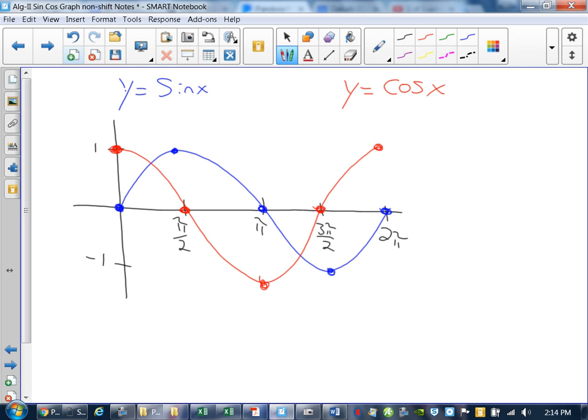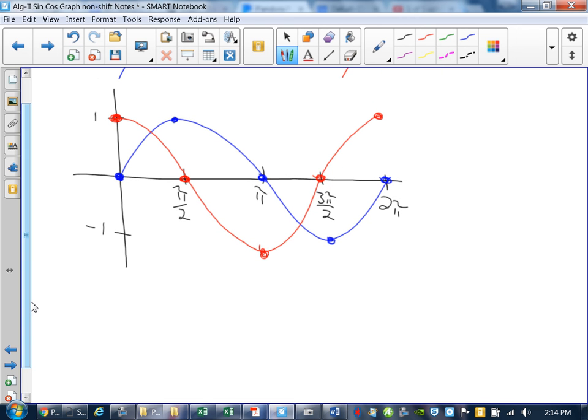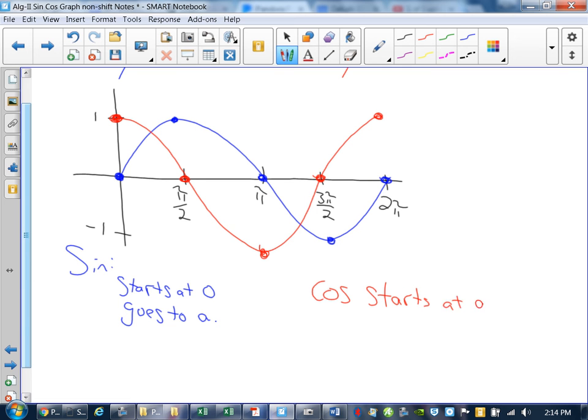All right. So here's a nice little gimmick thing to remember. Sine starts at 0, goes to a. Cosine starts at a, goes to 0. And that doesn't matter whatever a value is.